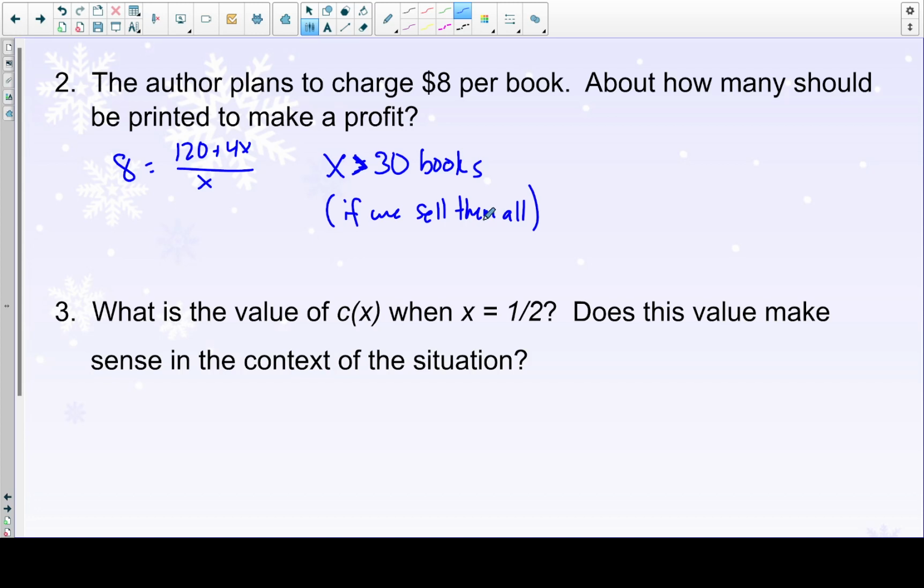What is the value when X is a half? Well, let's try it. So C of 1/2 equals 120 plus 4 times a half over 1/2. Now I might need a calculator for this. 120 plus 2, half of 4 is 2, over 0.5. Dividing by 0.5 is the same as multiplying by 2. And so, you could do this in a calculator, you get 244.